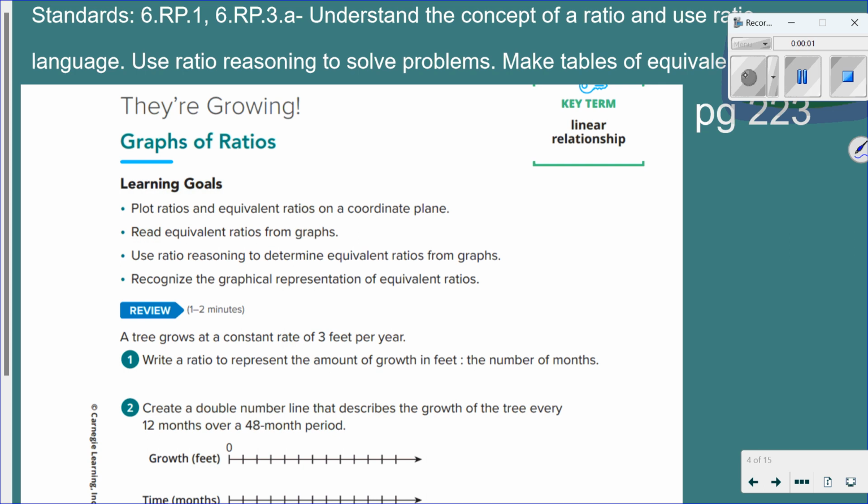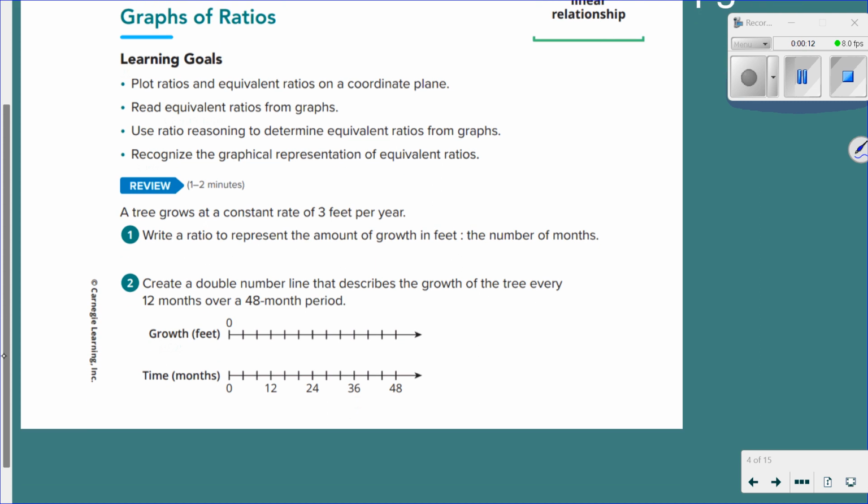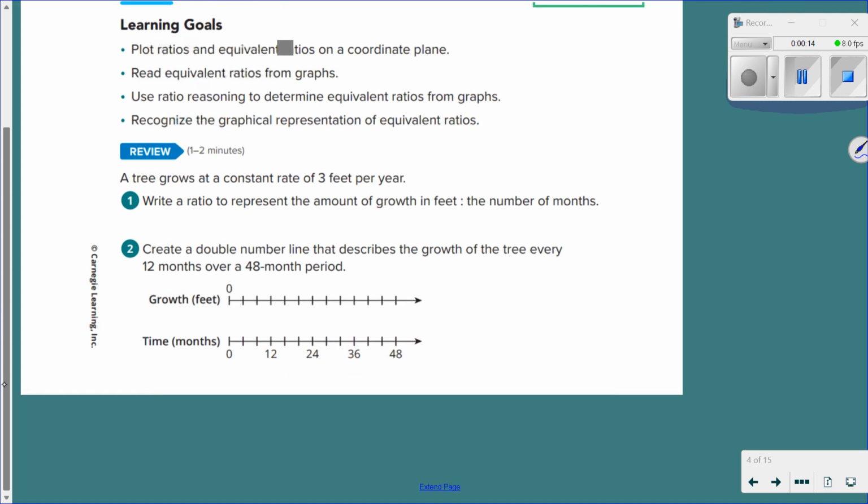In previous videos, we have gone over double number lines, tape diagrams, and ratio tables. Today, we are going to continue reviewing those as well as graphs. So, the first thing we want you to do is review a double number line.